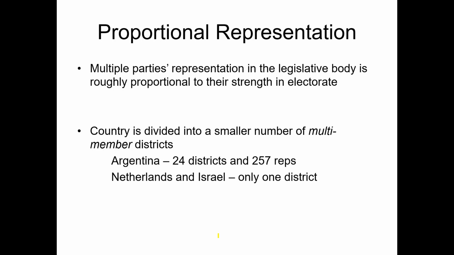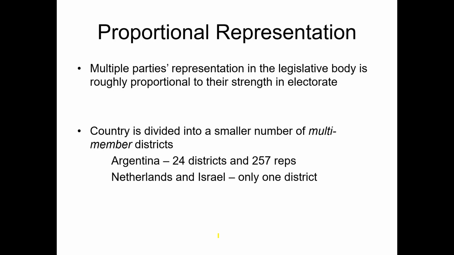There's fewer districts and they're bigger. Argentina, for example, has 24 districts and 257 representatives. So that gives you an idea of approximately how many representatives are coming from each district. In countries like the Netherlands and Israel, the entire country is just one district. So all of the representatives are coming to their Congress at large from around the country. And so therefore, both of those countries have numerous political parties that are trying to get some form of representation in their Congress.